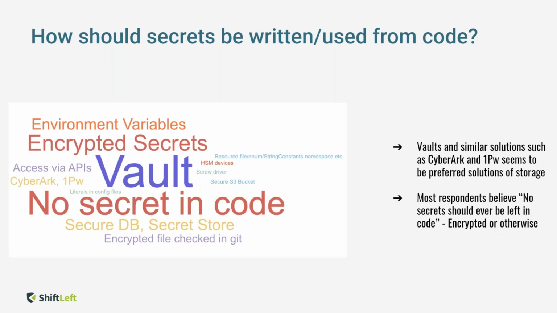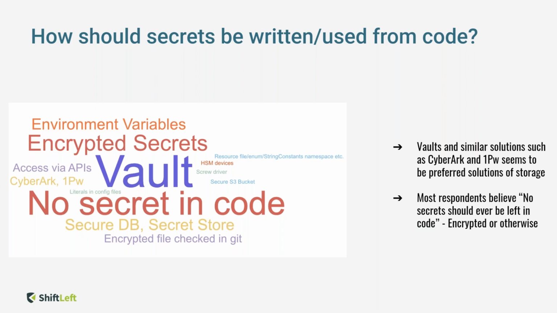And then we also asked them, if not in the source code, what would you recommend, or what do you guys do today? So it's just a word cloud based on responses. A couple of primary things stood out. One is, yes, there's a clear consensus among the participants that there's no reason secrets should be directly in the source code, encrypted or otherwise. Because if you encrypt something and the encryption key is in the source code, then that encryption doesn't make any sense.